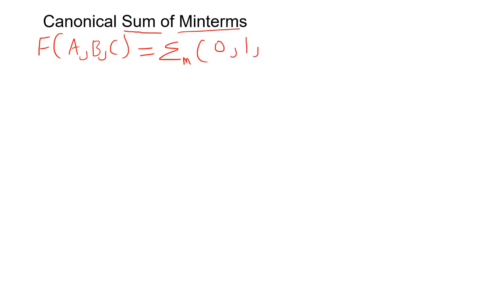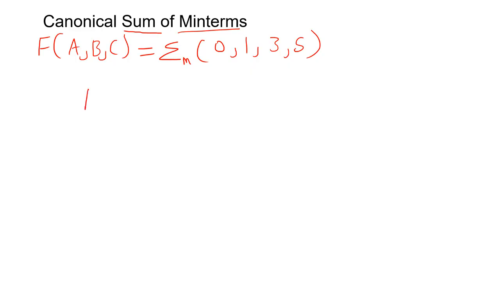Now let us understand what the canonical sum of minterms is. Here we are saying sum of minterms. This is really important to understand. Suppose I set my function f, which is a function of a, b, c, and it contains the sum of minterms 0 1 3 and 5. Let's say I have a function where at places 0 1 3 5 the output is 1, and at all other places it will be 0. How will we represent this function in the form of an expression?